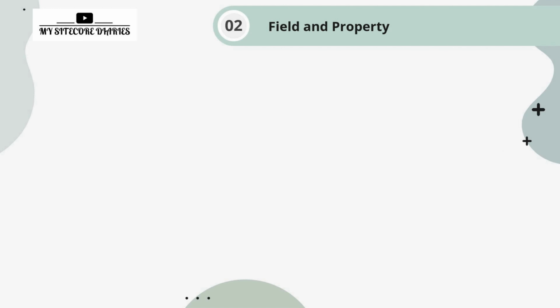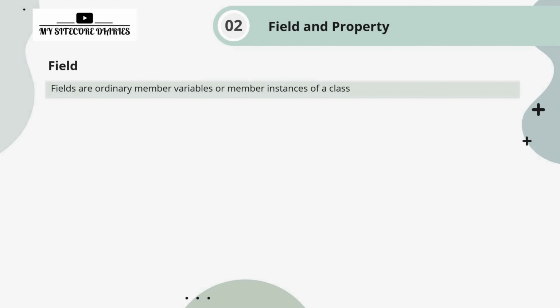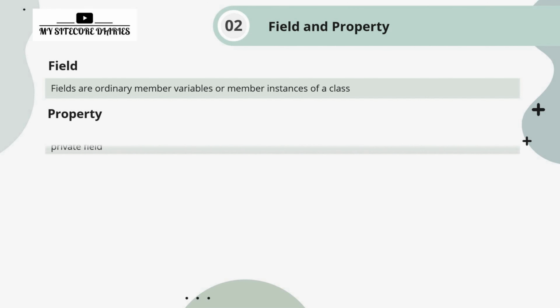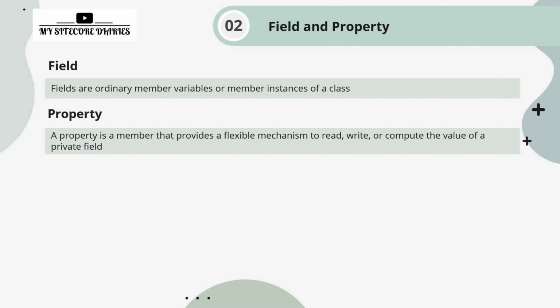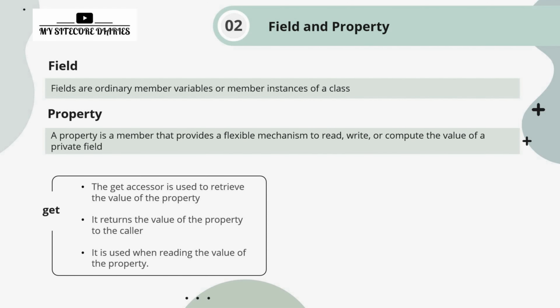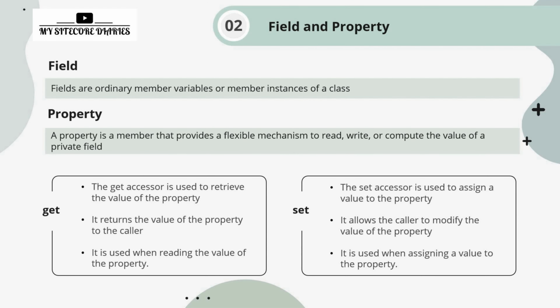Now we will see fields and property. So what is field? Fields are ordinary members, a variable or a member instance of a class. Then what is property? A property is a member that provides a flexible mechanism to read, write, or compute the value of the private field. So property uses the private fields for computing the values also. Property has two methods inside, that is get and set. It is also called a getter and setter. So what is get and what is set?